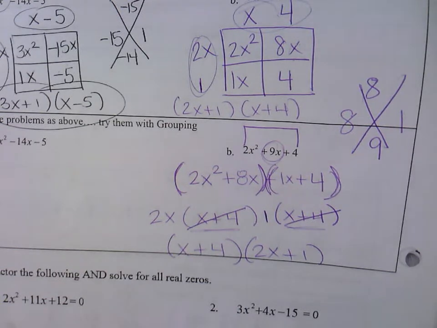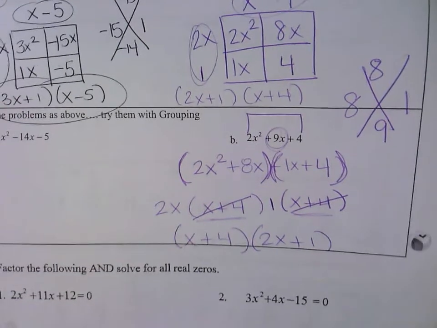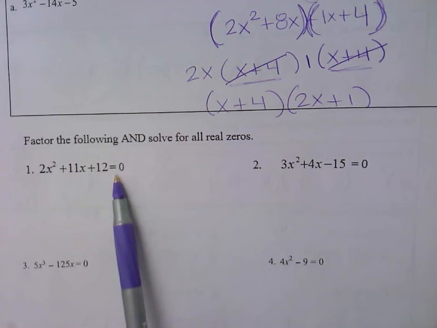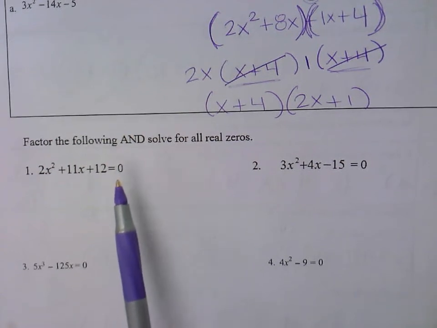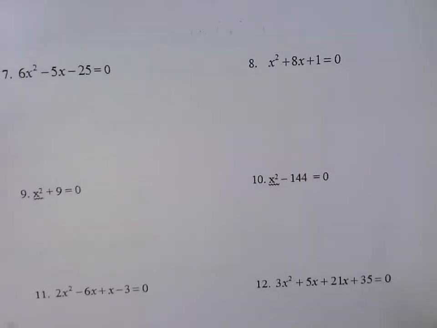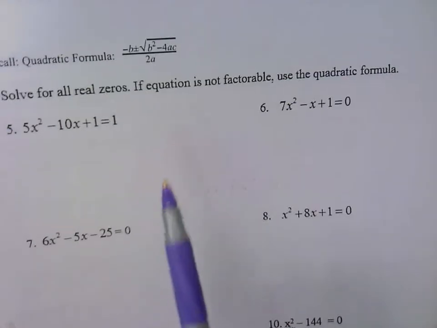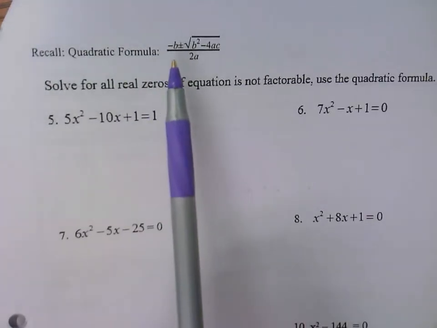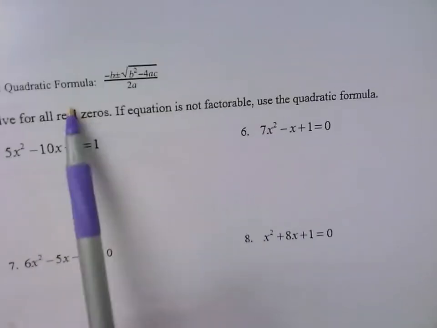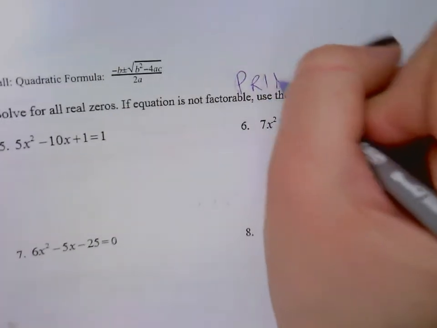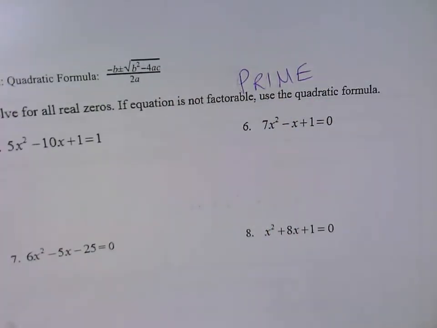All right, so how are these next questions different? They all say equal to 0. So there's one extra step that you have to do after you factor. And there are 12 questions. When you get to the back side, it says recall the quadratic formula. I'm not going to be quizzing you on the quadratic formula. So in this case, if the equation's not factorable, if you just want to write prime, that's fine. If you want to practice the quadratic formula, go for it.